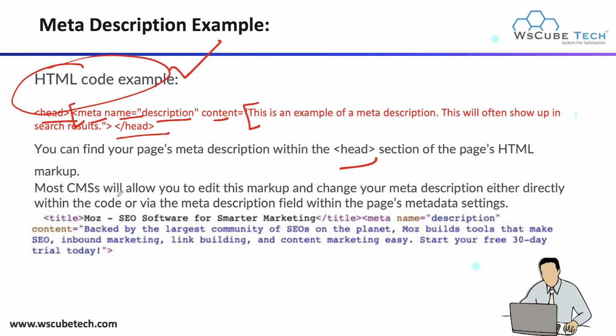Okay, here you can see that we have this particular title here. This is the title you have and this is the meta description you have for this particular website. Okay, so this is the example of meta description here.